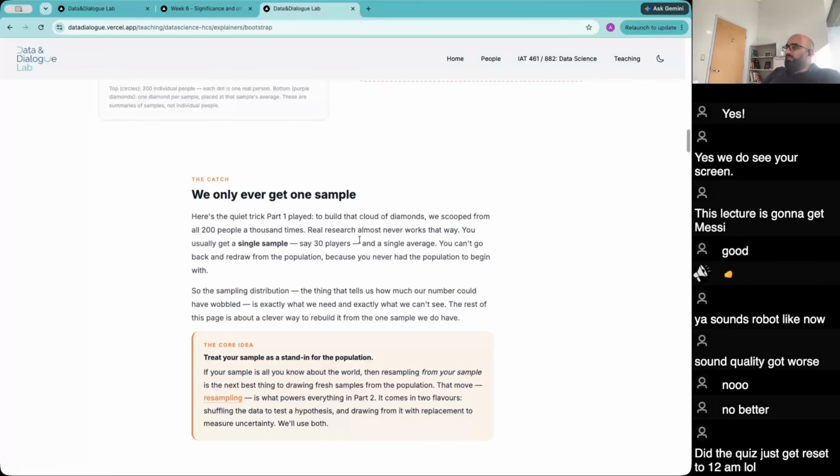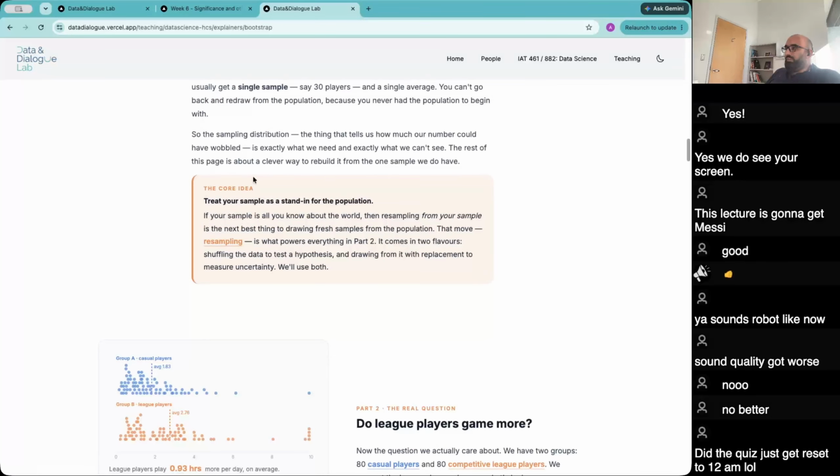We get a single sample, 30 players. So the sampling distribution, the thing that tells us how much our number could be wobbled, is exactly what we need and exactly what we can see. The rest of this page is about some clever ways to think about how we can actually simulate that. So we treat our sample as a stand-in for the population and we resample.